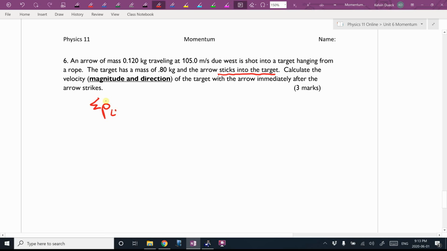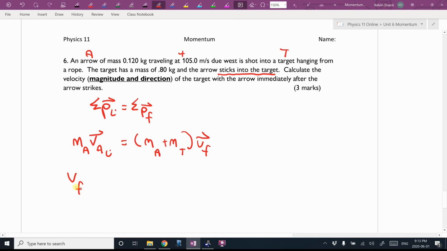The sum of all the momentum we start with equals the sum of all the momentum we finish with. I'm going to call this mass A, and I'll call this mass T for target. And I'm going to call west positive. So before the collision, all we have moving is the arrow. Wham, they collide. After the collision, we have them stuck together. V final. Oh, this isn't going to be too bad. They want me to get the V final afterwards. I can totally do that.